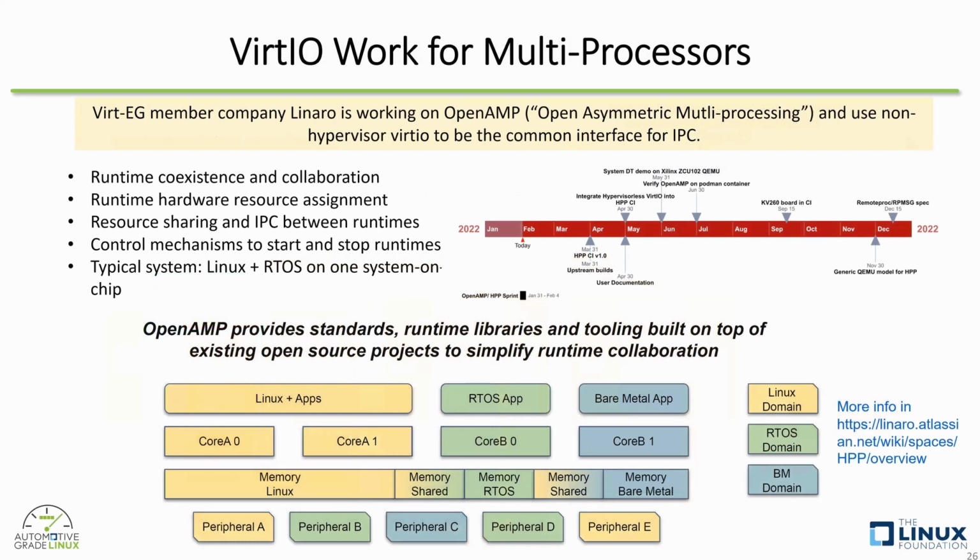On the other hand, another Virt-EG member is also working on a VirtIO-based solution for a common interface for the interprocessor communication, which means communication between the Cortex-A application core and the Cortex-R real-time core. This solution will go to OpenAMP in the future.